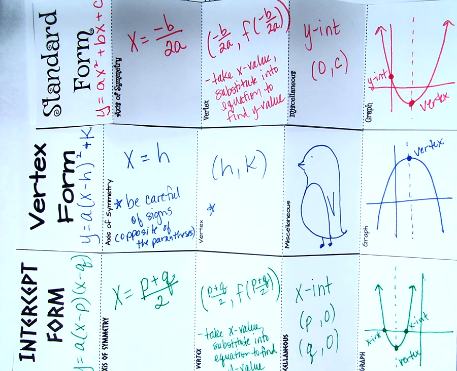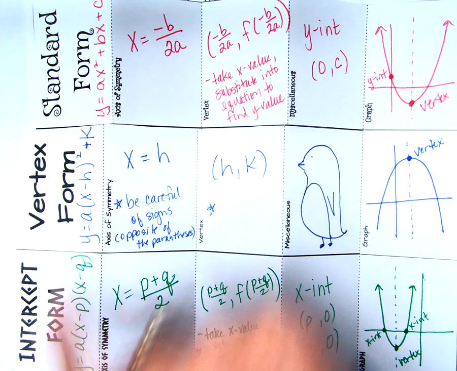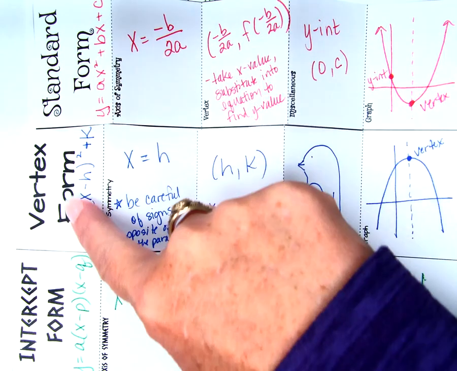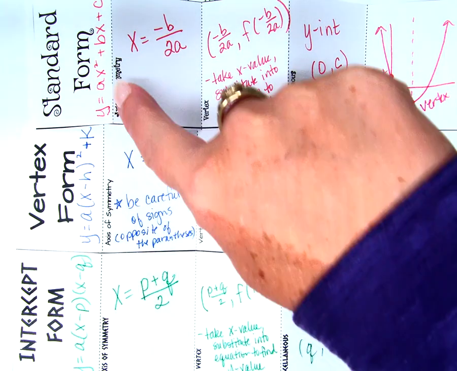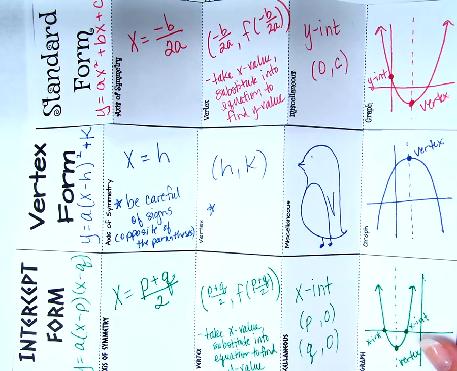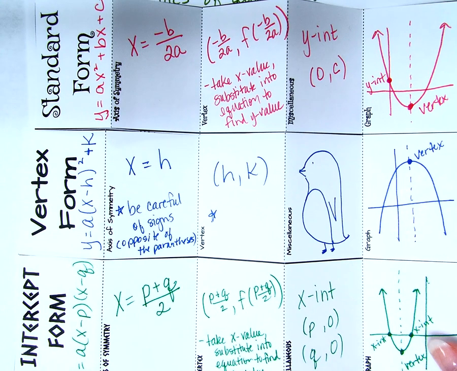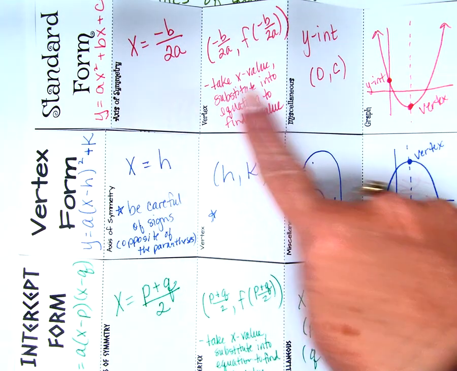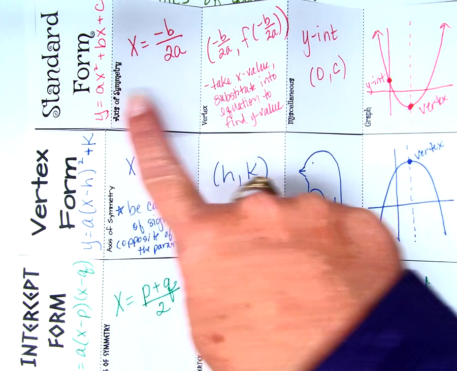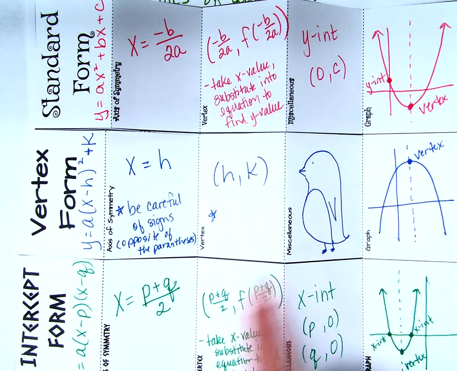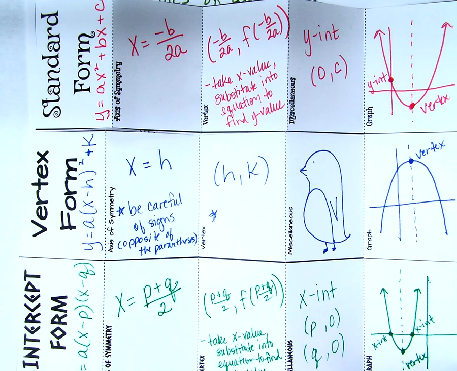So we're looking real quick at our foldable that we made yesterday, right? We had three forms that we talked about: standard form, vertex form, and intercept form. And the forms are right here for you to see. Each piece of information about that particular form is on each line. Okay?